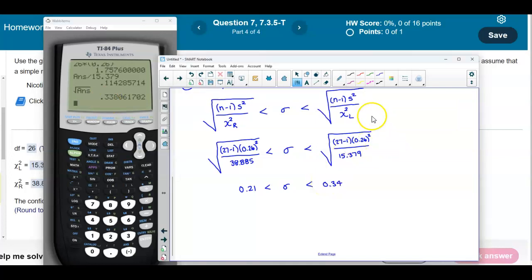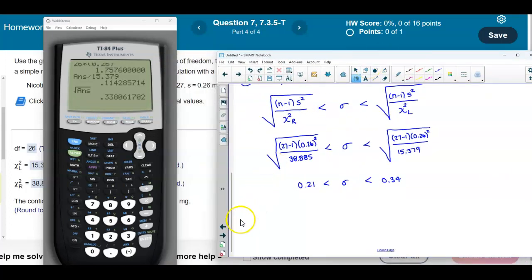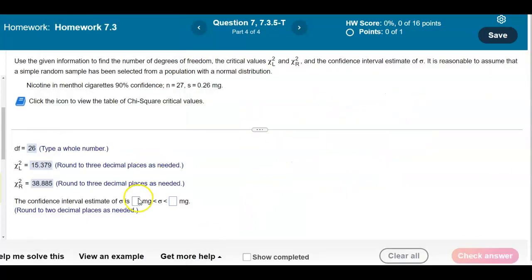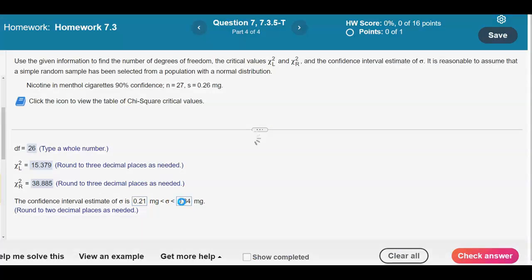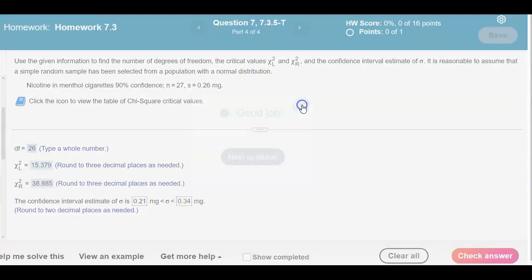So let's go ahead and check our answer here. So we have 0.21 milligrams for the lower limit and 0.34 milligrams for the upper limit. And there is our result.